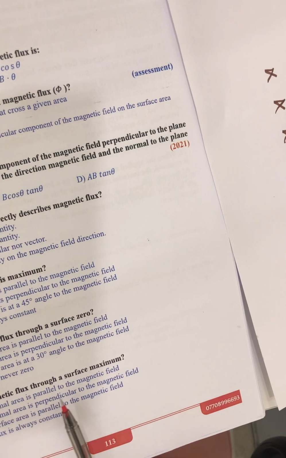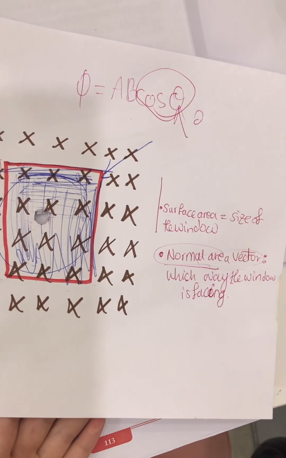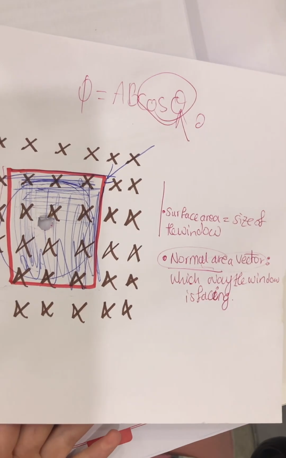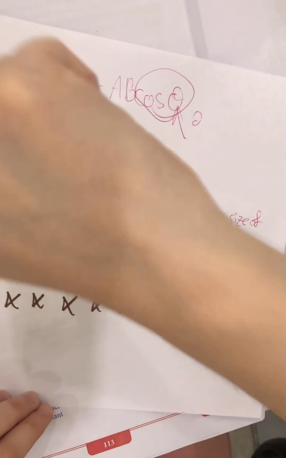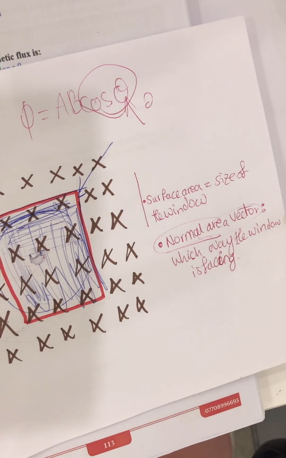It is when it is parallel to the magnetic field, because like I told you, it's an up and down thing. It's like a line, let's say, from the roof going to the floor. It's parallel to the magnetic field, which is into the page. Guys, that's pretty much it.